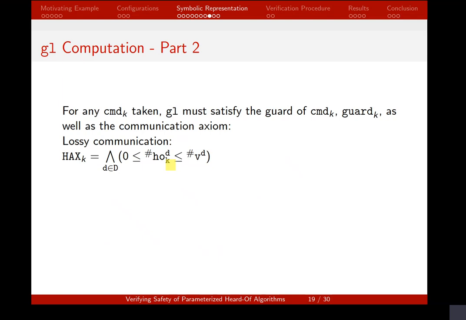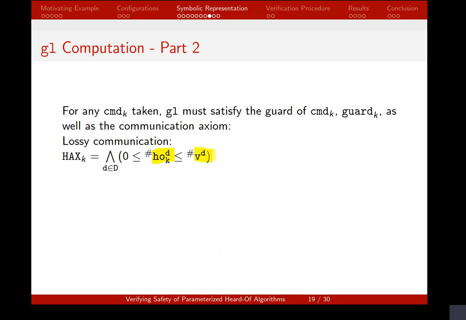So for that, we add axioms saying that the number of received messages being equal to D is smaller than or equal to the total number of occurrences of D among the processes. This is because some of those might get lost. We add such axioms for any lossy communication.